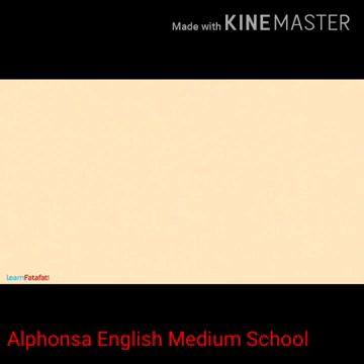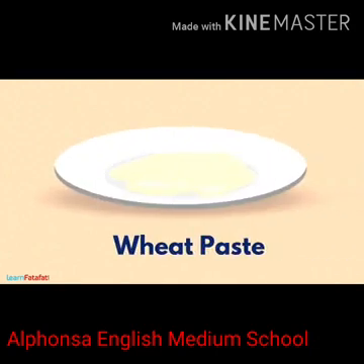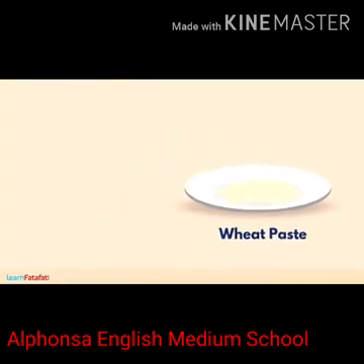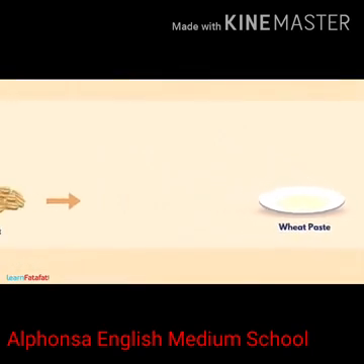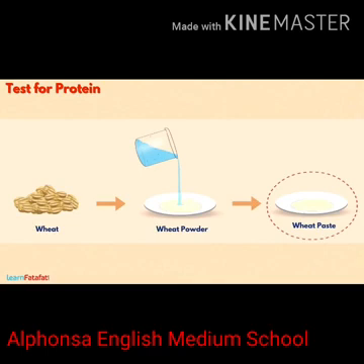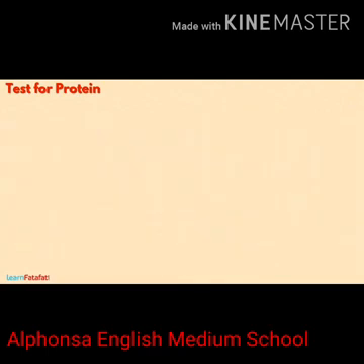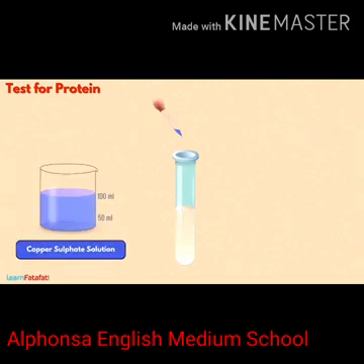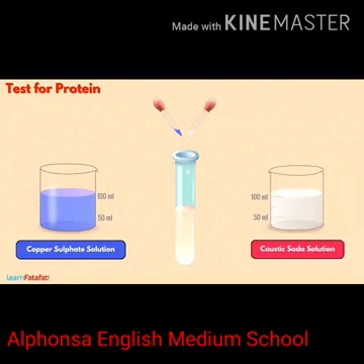Now take the food item which we have to test for protein. For example, wheat. First, powder the wheat and then add some water to it and make it a paste. To test the presence of protein, take this paste in a test tube. Add 2 drops of copper sulfate solution and 10 drops of caustic soda solution. Shake it well and keep it aside for some time.